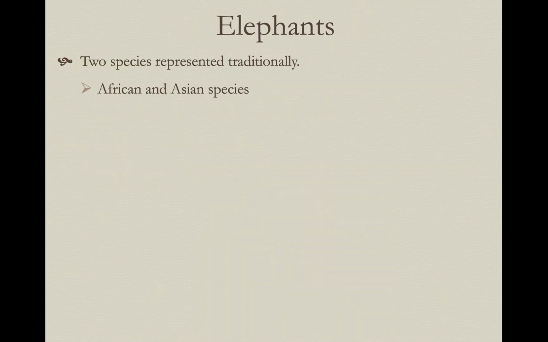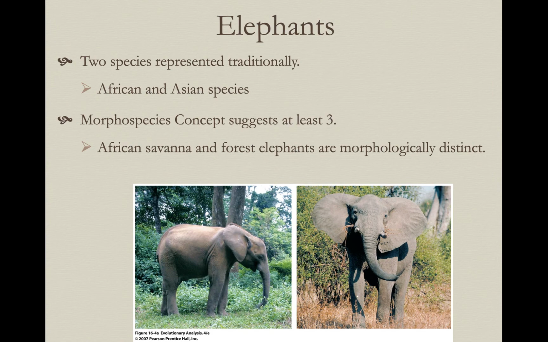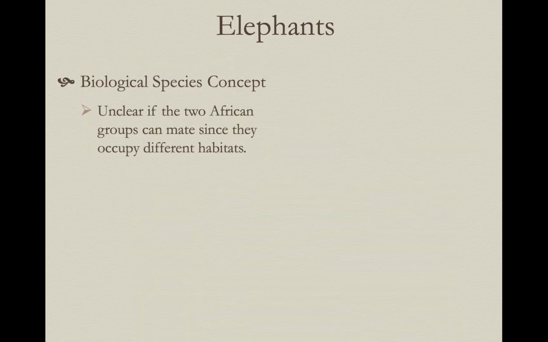What about elephants? Well, traditionally, everybody grows up knowing that there are African elephants and Asian elephants. But the morphospecies concept actually suggests at least 3. If you look in Africa in different habitats, you have African savanna elephants and forest elephants, and they do show some morphological distinctions. Well, what would the biological species concept say about this? Well, it's not really clear because the 2 African groups are not sympatric. They're what we call allopatric. They live in completely different habitats and they never run across each other.